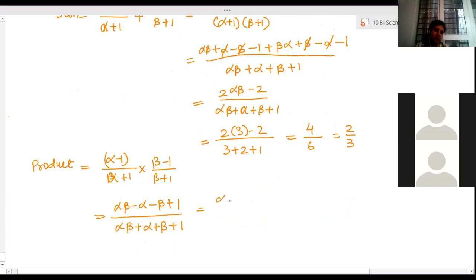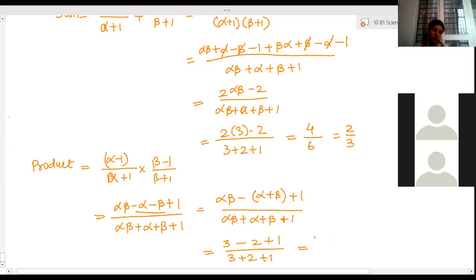Now here you can write alpha beta minus of alpha plus beta. Minus sign we can take common from these two. Then plus 1. Denominator alpha beta plus alpha plus beta plus 1. Substitute values: 3 minus 2 plus 1, and here 3 plus 2 plus 1. That is equal to 1 plus 1, 2, over 5 plus 1, 6. That is equal to 1 by 3.